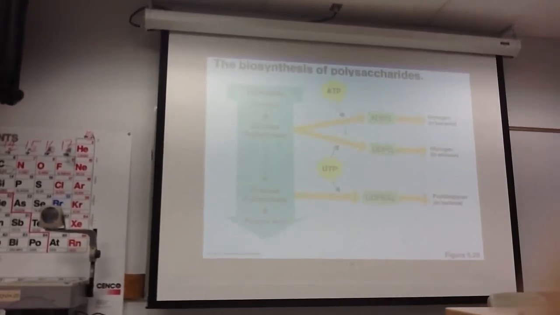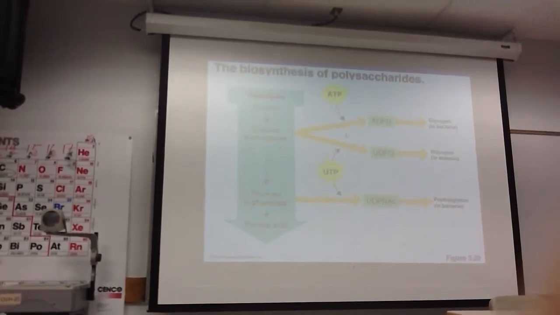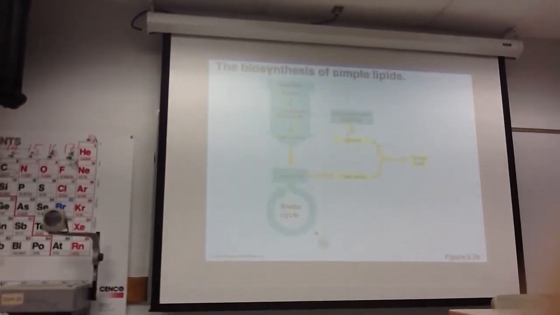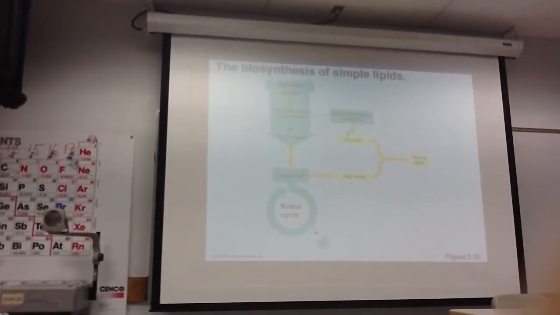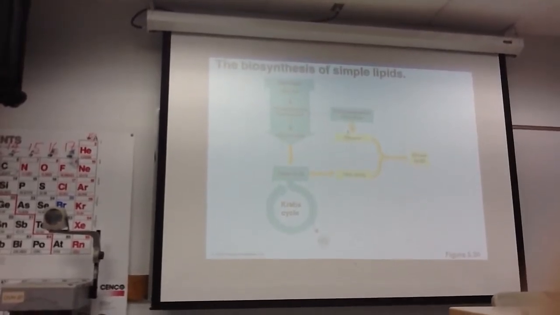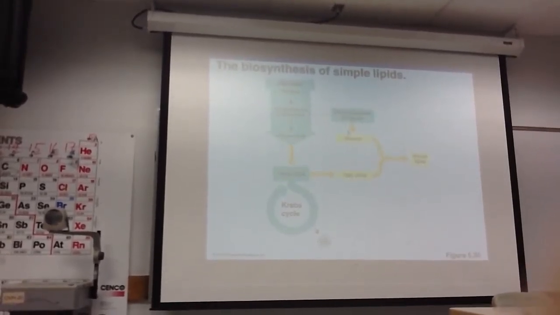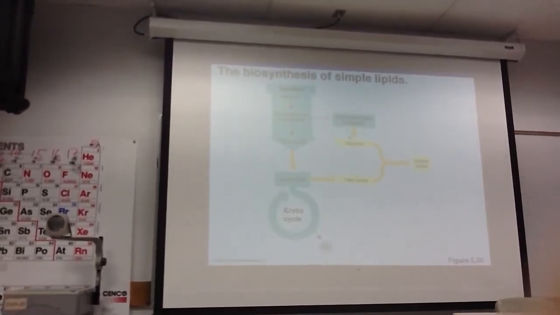Okay, biosynthesis of polysaccharides: understand that with glycolysis, you can make glycogen and peptidoglycan. Combining glycolysis and the Krebs cycle, remember I said lipids can be broken down into glycerol and fatty acids, which branch off into glycolysis and the Krebs cycle. We put those back together and you get the lipid.